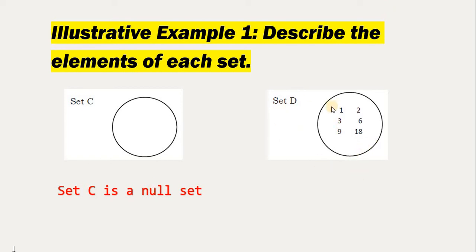How about the set D? So, our elements here are 1, 2, 3, 6, 9, and 18. So, how are we going to describe this set? Set D is the set of factors of 18. Diba? Lahat ng mga numbers na to ay factors ng 18. But 2 times 9 is 18, 3 times 6 is 18, 1 times 18 is 18. Kaya factor sila ng 18. Okay? Ayan. Pwede tayo magbigay ng ibang written expression. Okay? Again, as long as tama siya doon sa given set.